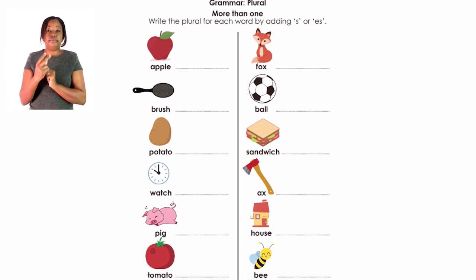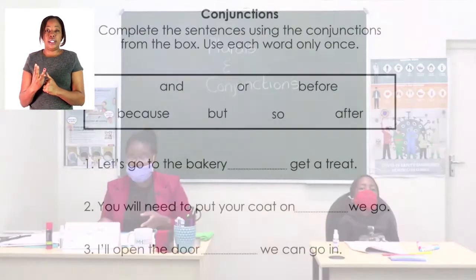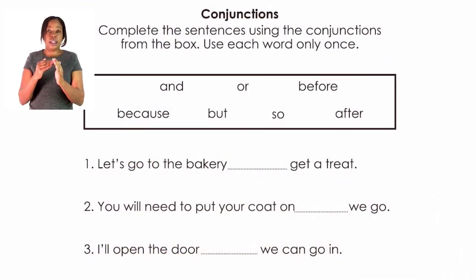Now I'm going to take the grade 3 over to page 15, but the grade 2s, if you happen to finish quickly, please follow with us. Come with us on page 15 for conjunctions. Now, what are conjunctions? Conjunctions are words that join sentences together. Maybe I have two sentences which are separate and I want to make one sentence. I can join with one of the words which are there in the box.